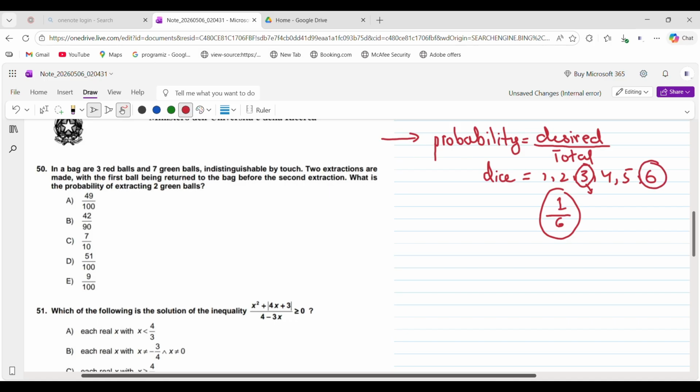Likewise, what's the probability of finding 6? Of course, 6 comes only once in the dice. So, 1 by 6. Total numbers are 6. Desired event you have written.